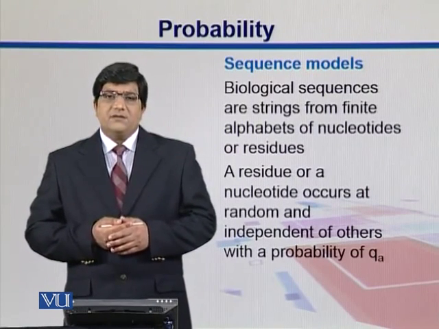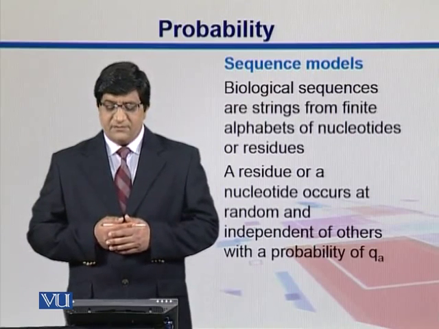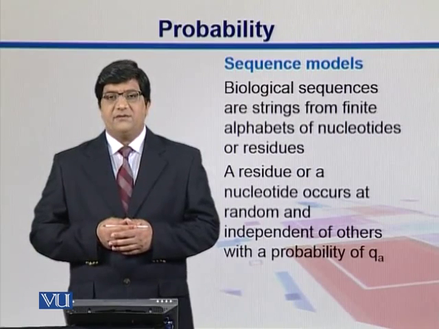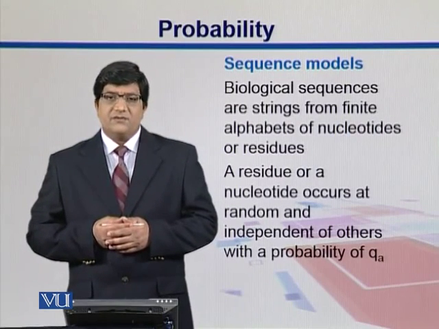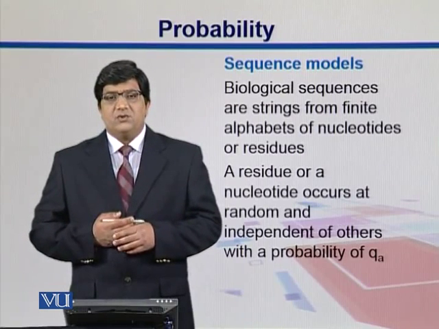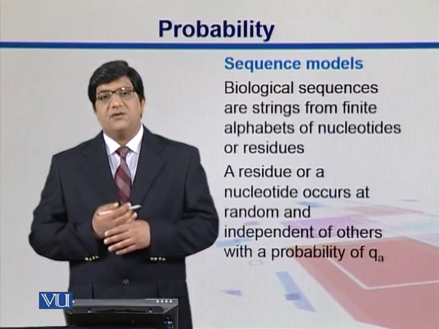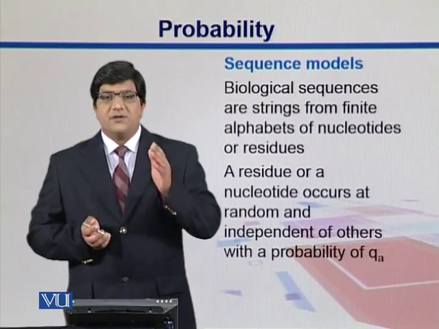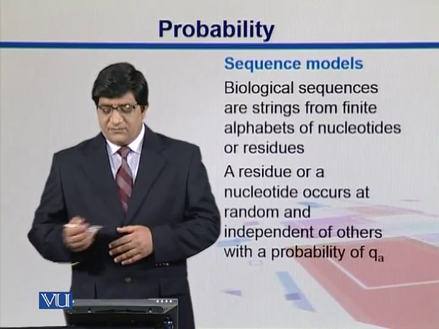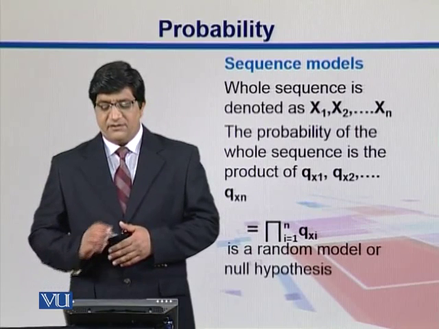How can we model those biological sequences? Biological sequences are strings from finite alphabets of nucleotides or residues. So sequences are coming from either the 4 nucleotides or those 20 amino acids. We can model them. We can associate each nucleotide at a particular position with its probability, and in this way we can simulate the whole sequence like this.